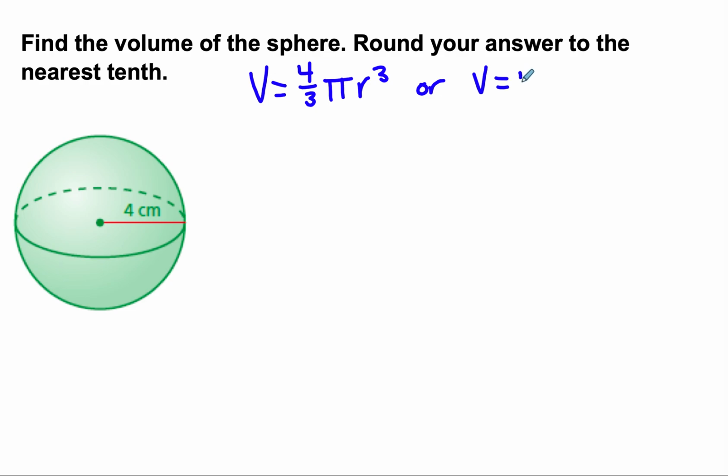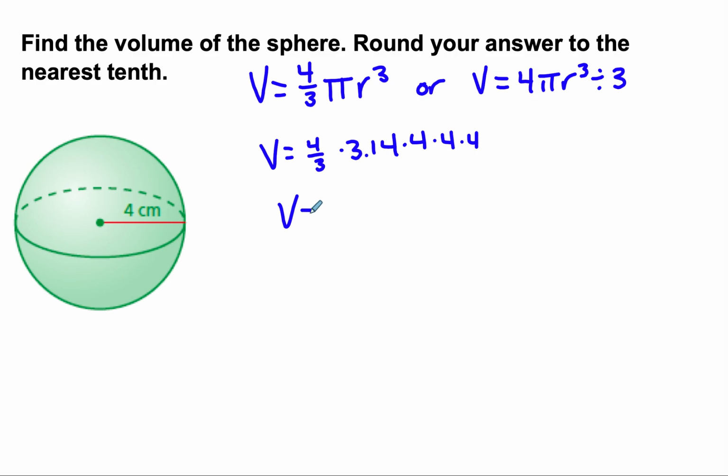I'll write that out this way too. 4 times pi r cubed divided by 3. Okay, so let's go ahead and try this problem. So I have 4/3 times pi times my radius cubed. So I need 3 times 4 times 4 times 4. And I'll just remind you, 4/3 means 4 divided by 3.